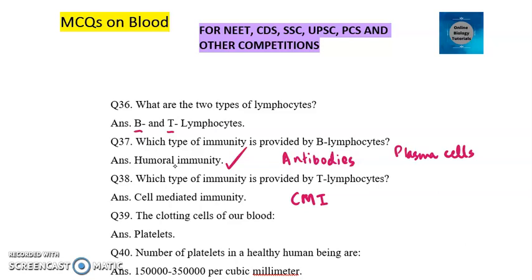The clotting cells of our blood are, no doubt, platelets. The number of platelets in a healthy human being is 1,50,000 to 3,50,000 per cubic millimeter. Remember, the unit is also very important to learn. They may ask you in which unit the number of platelets is given in the human body. So it should be remembered that per cubic millimeter we have this many platelets in our blood, which help in clotting, and clotting is a reaction that must happen after injury, otherwise the blood will continuously bleed.